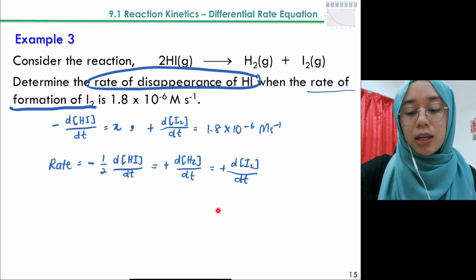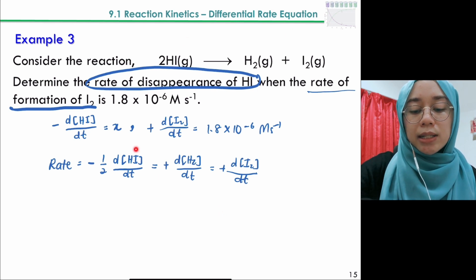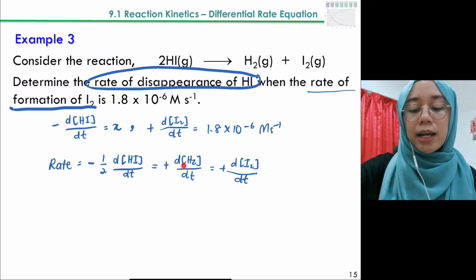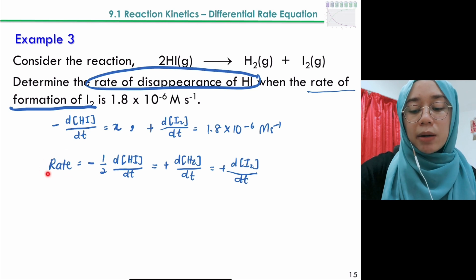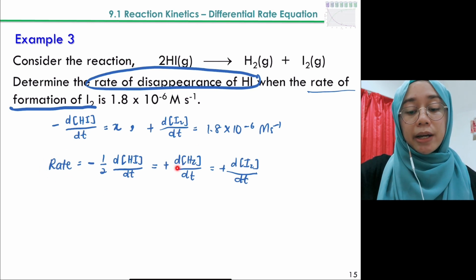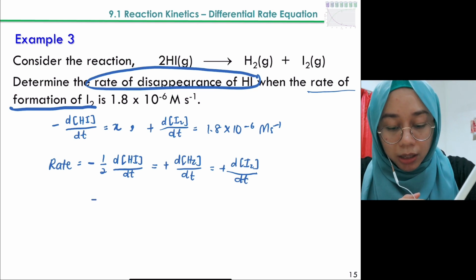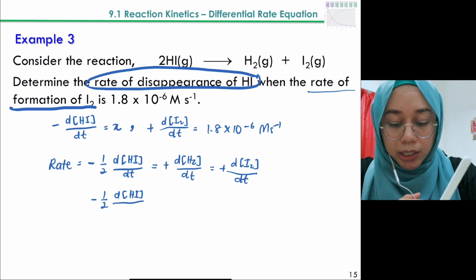Tapi sekarang ni, since kamu diberi pasal hydrogen iodide sahaja dengan info pula diberi adalah pasal iodine gas, therefore yang lain-lain tu kamu boleh abaikan. Rate kat sini boleh abaikan, hydrogen gas kat sini pun boleh abaikan. So kita keluar apa benda yang kita nak guna je. Jadi based on apa yang kita nak guna, we only need this daripada differential rate equation ni.